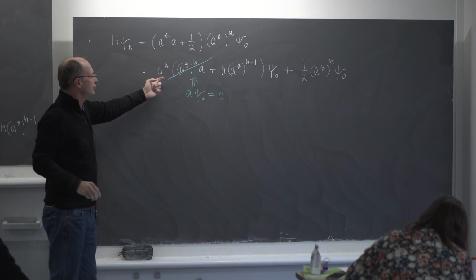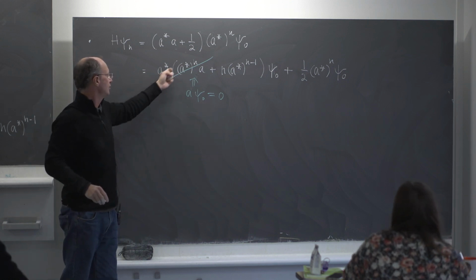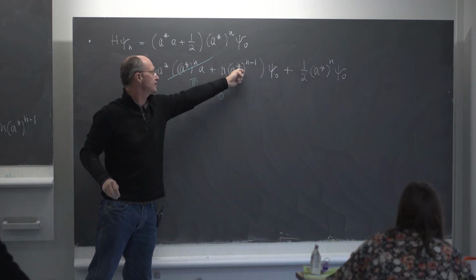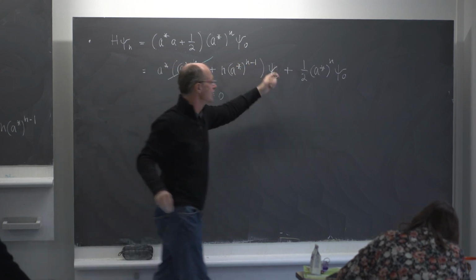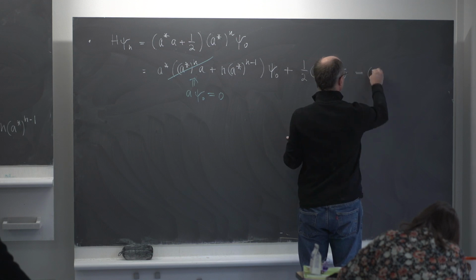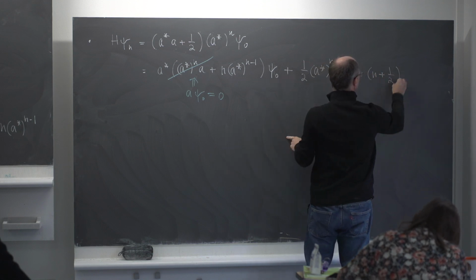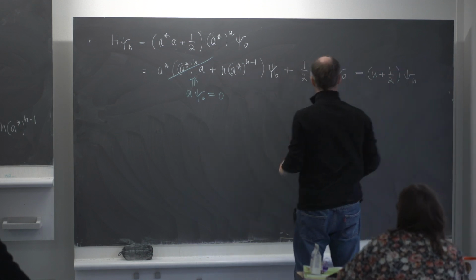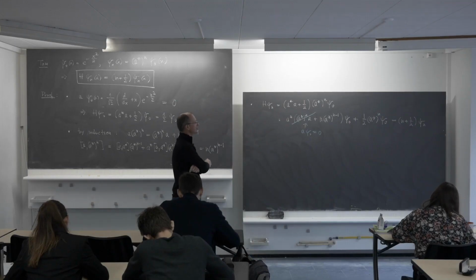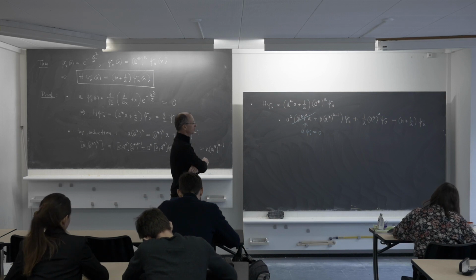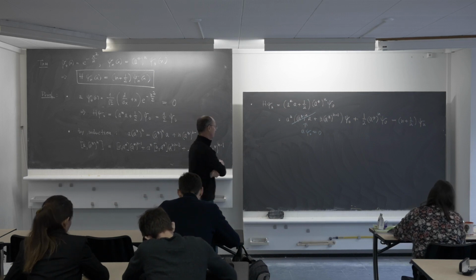Now I can put all the terms back together again, because I have here a star times a star to the power n minus 1, which is again a star to the power n. So this is all proportional to a star to the n acting on psi naught, which means that this is some number, n plus 1/2, acting on psi n.